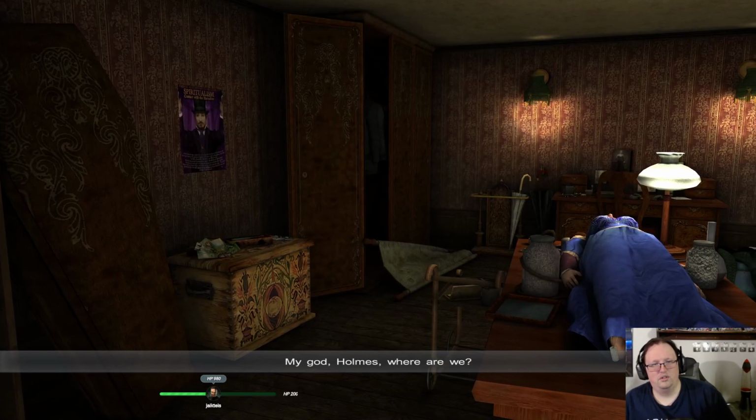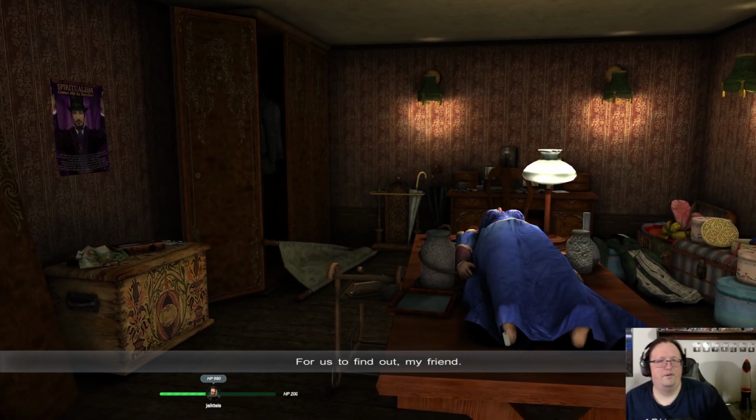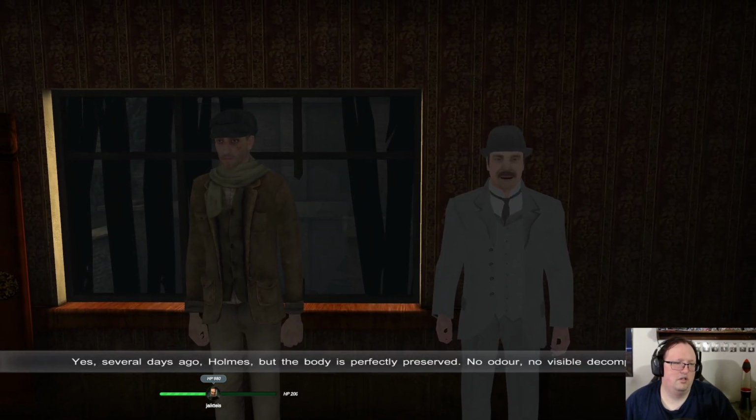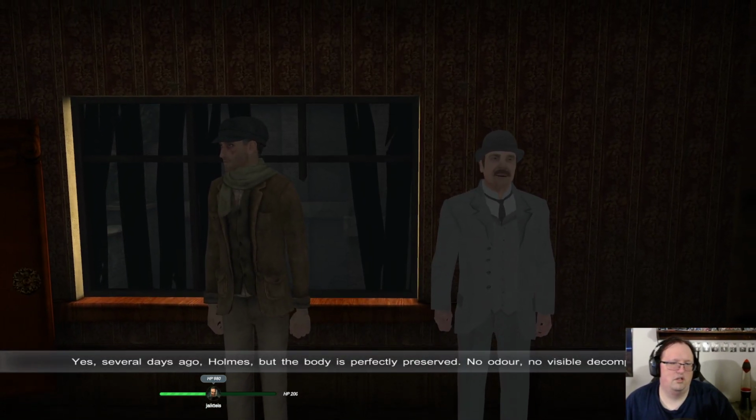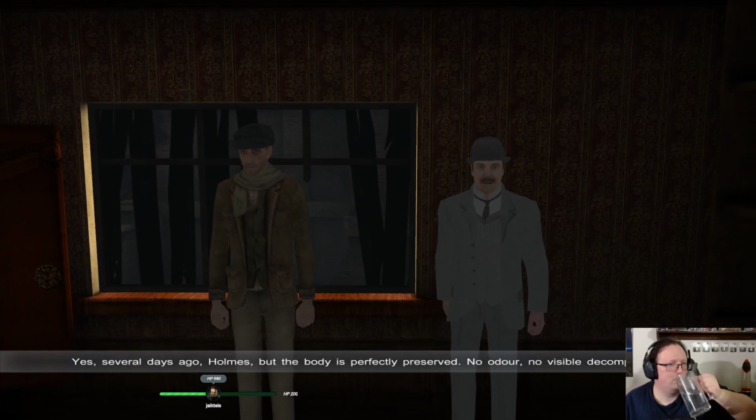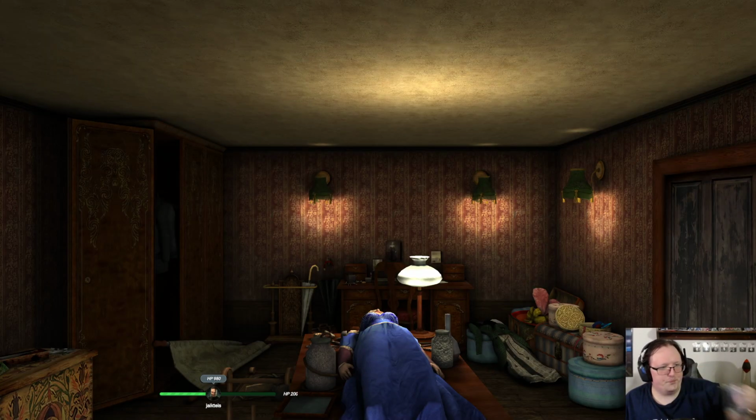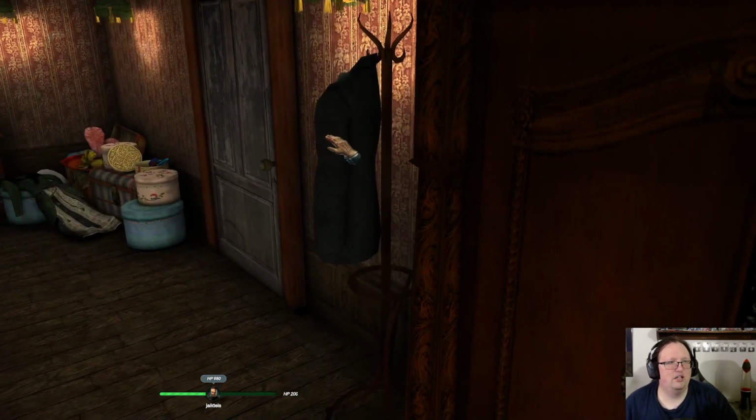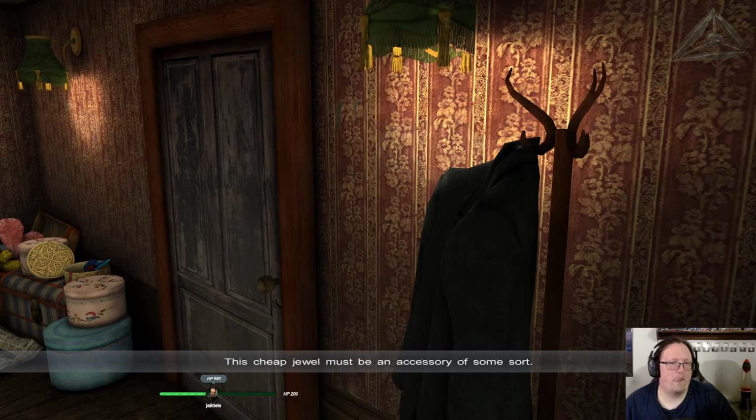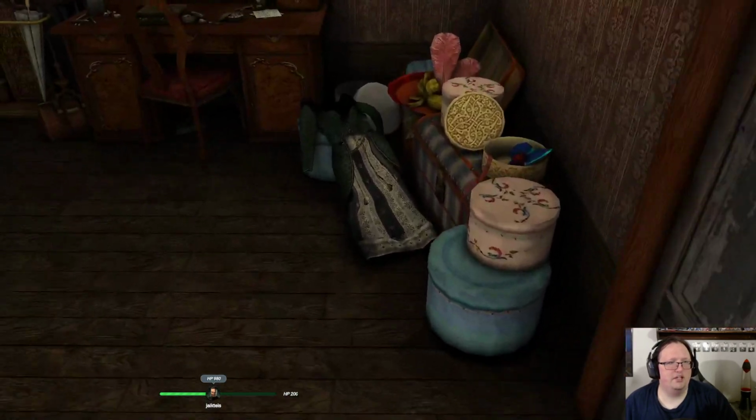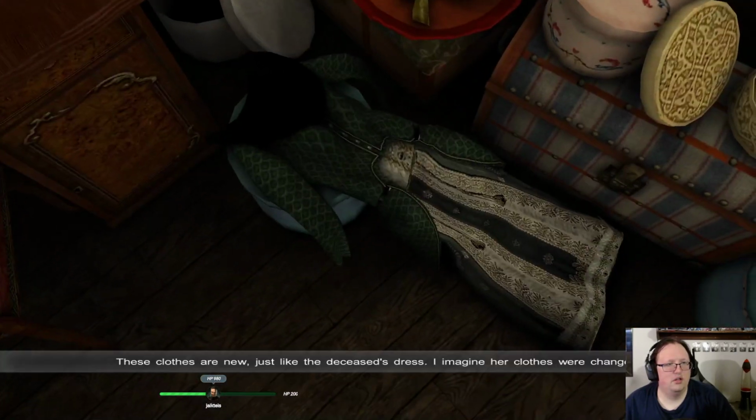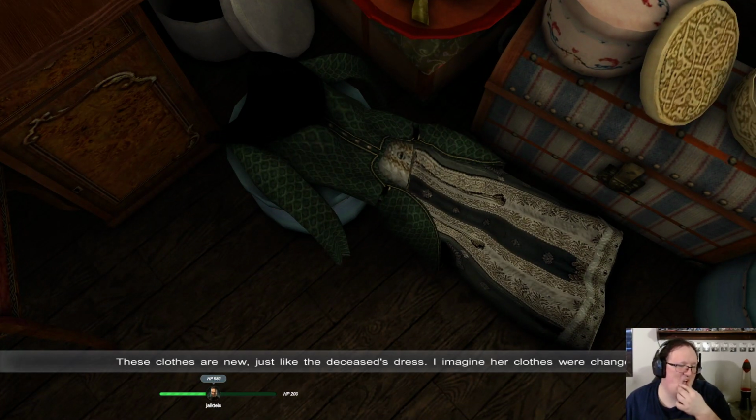My God, Holmes. Oh no. Where are we? For us to find out, my friend. This woman is dead, Watson. Yes, several days ago, Holmes. But the body is perfectly preserved. No odor, no visible decomposition. Yuck. Dead lady. This cheap jewel must be an accessory of some sort. And I'm taking it. This may come in handy. Ribbon. These clothes are new, just like the deceased's dress. I imagine her clothes were changed.